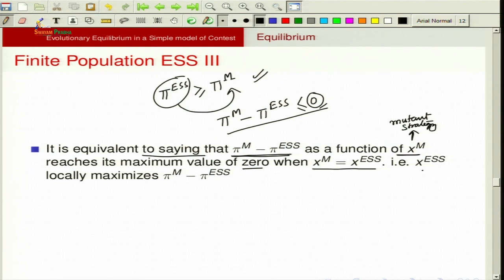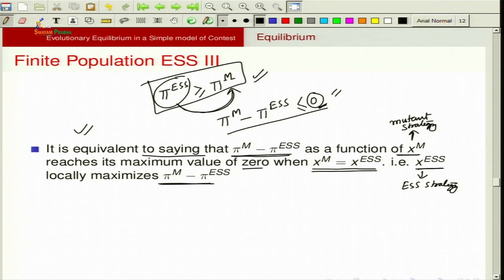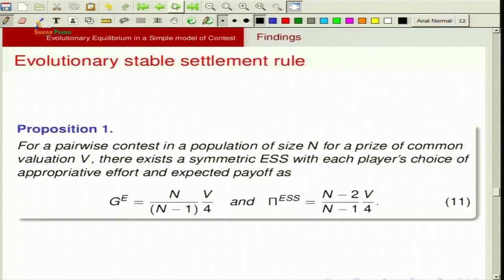So, we can say that x ESS, the ESS strategy, locally maximizes this quantity. Okay, how does this come about, again: we take this to the right hand side and the equation converts to this. So, this attains the value 0, which is the maximum value of this expression, at x m equal to x ESS. So, we will utilize this definition, which is equivalent to our original definition, to find the ESS in our setting, fine.